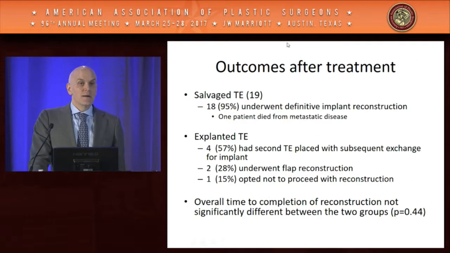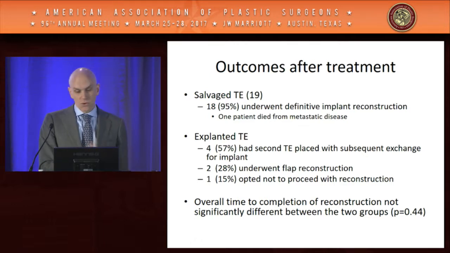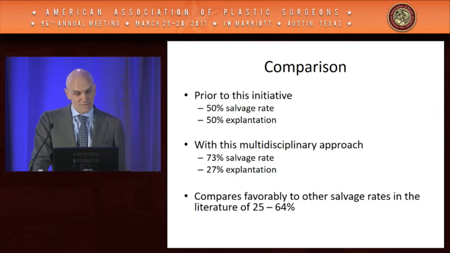And so looking at the outcomes after treatment, for those who were salvaged, of these 19 patients, 95% rather, went on to definitive implant-based reconstruction. For the explanted tissue expanders, 4% had a second TE placed and subsequently underwent successful implant-based reconstruction. 28%, or 2 patients, had flap reconstruction, and 1 patient opted not to continue with reconstruction at all. Overall, time to completion of reconstruction was not statistically significant between the 2 groups. If you look at the range, it looks like the salvage TEs were shorter, but it did not reach statistical significance for us.